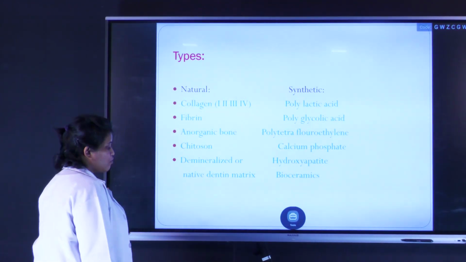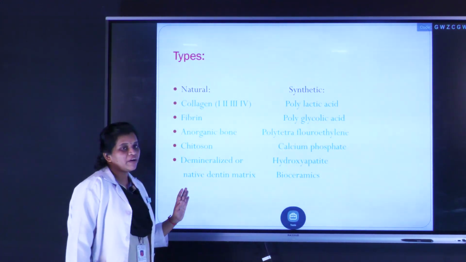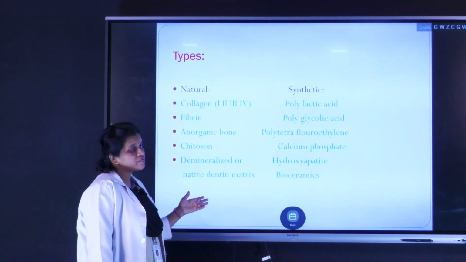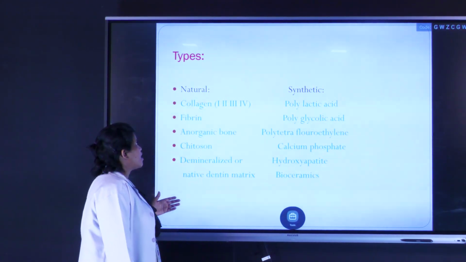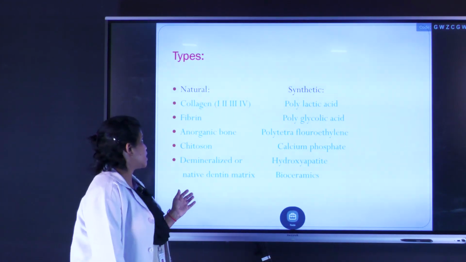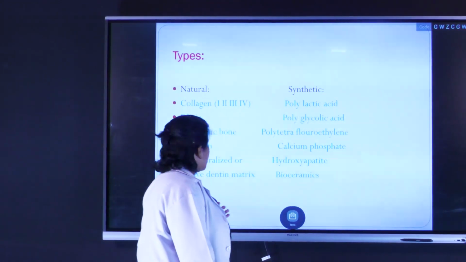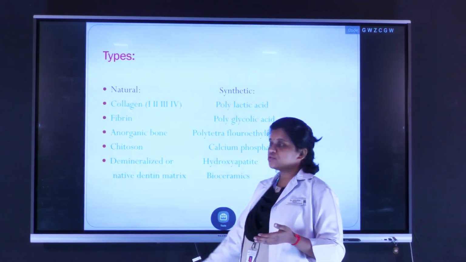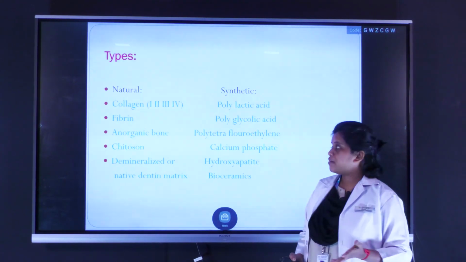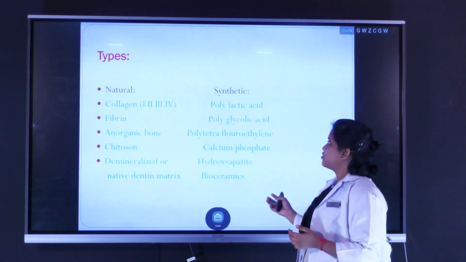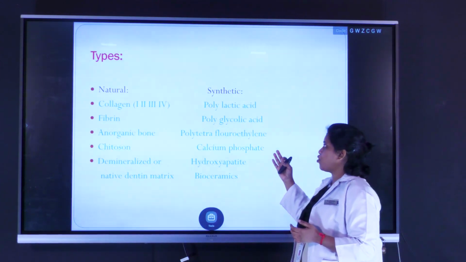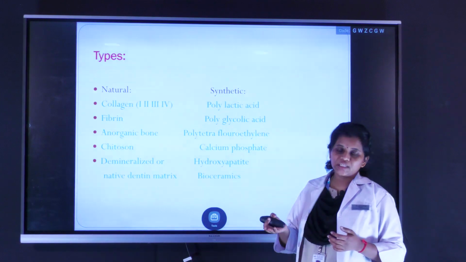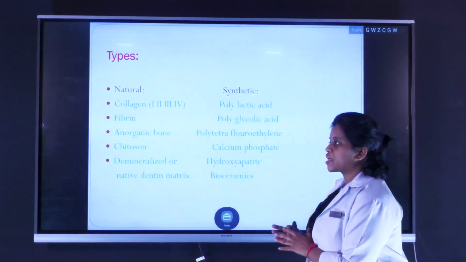So what are the various types? We also have types of scaffold. Depending on the way it is obtained, you have natural scaffolds and you have synthetic scaffolds. Natural scaffold materials are collagen, especially type 1 collagen, type 2, type 3 and type 4. And then we have fibrin, anorganic bone, chitosan, and demineralized or native dentin matrix. So these are the natural materials which are used as a scaffold, right? And we have synthetic materials also for scaffold formation: polylactic acid, polyglycolic acid, polytetrafluoroethylene, calcium phosphate, hydroxyapatite, and more recently bioceramics. So these are the synthetic types of scaffold materials.